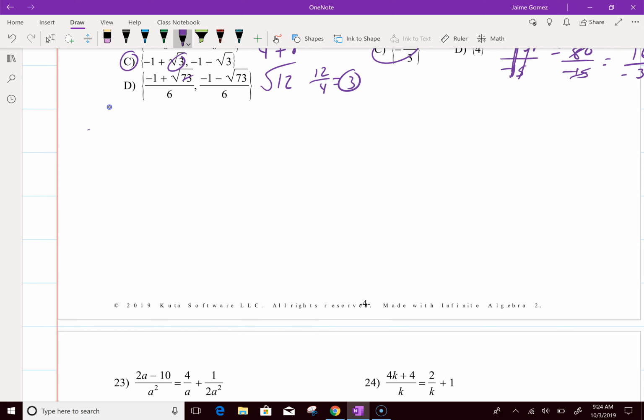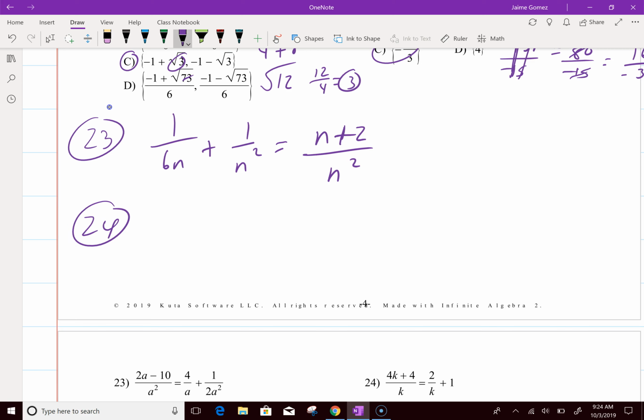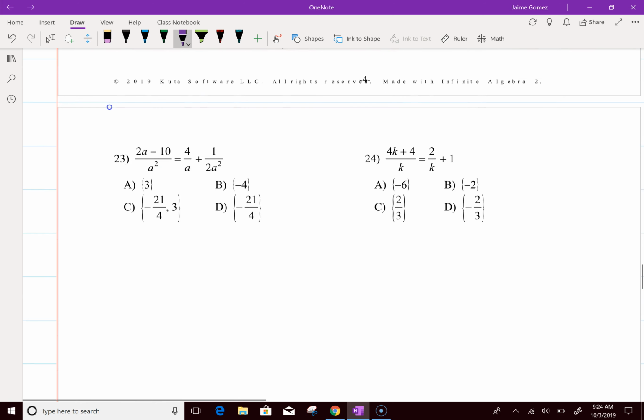So number 23 on your test is 1 over 6n plus 1 over n squared is equal to n plus 2 over n squared. Number 24 on your test is 3 is equal to 2x plus 8 over x plus 1 over x. That's an 8, whatever. All right, number 23 and 24, how do we do them?